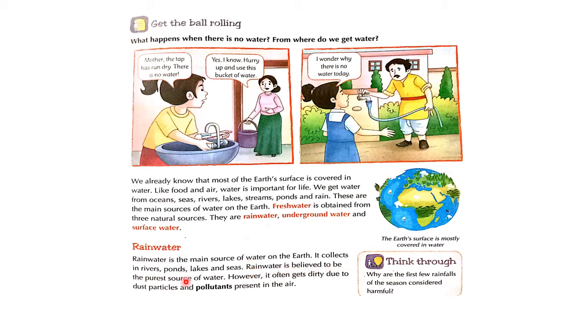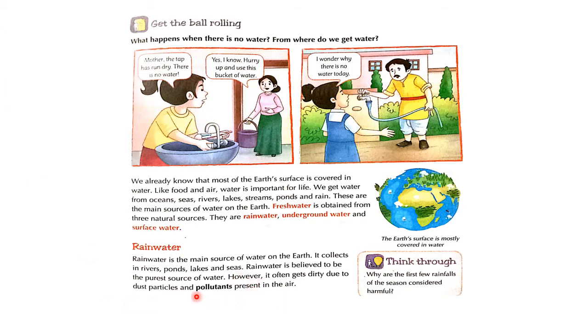Rainwater is believed to be the purest source of water. However, it often gets dirty due to dust particles and pollutants present in the air. So we all know that it is the purest source of water, but it often gets dirty. Why? Because dust and some pollutants present in the air mix with the rainwater.